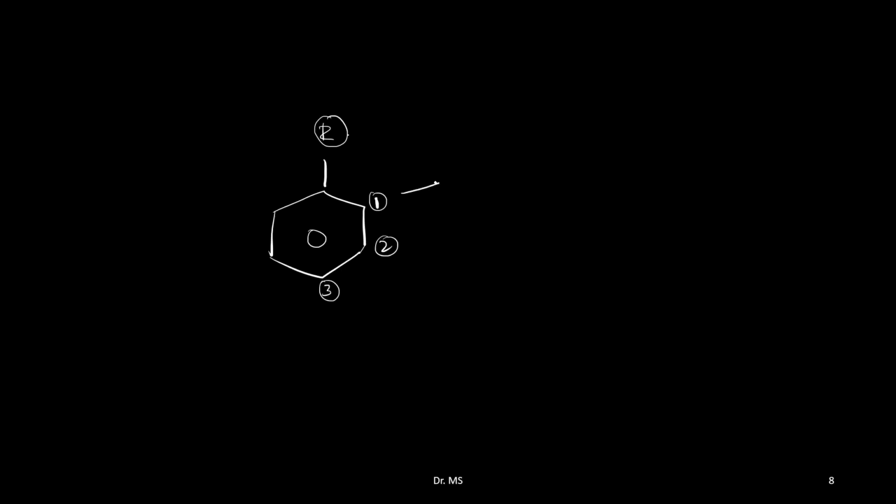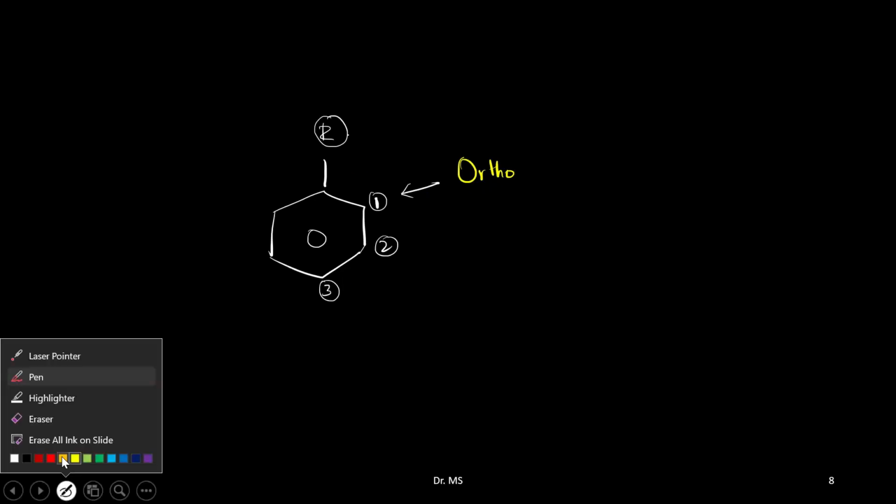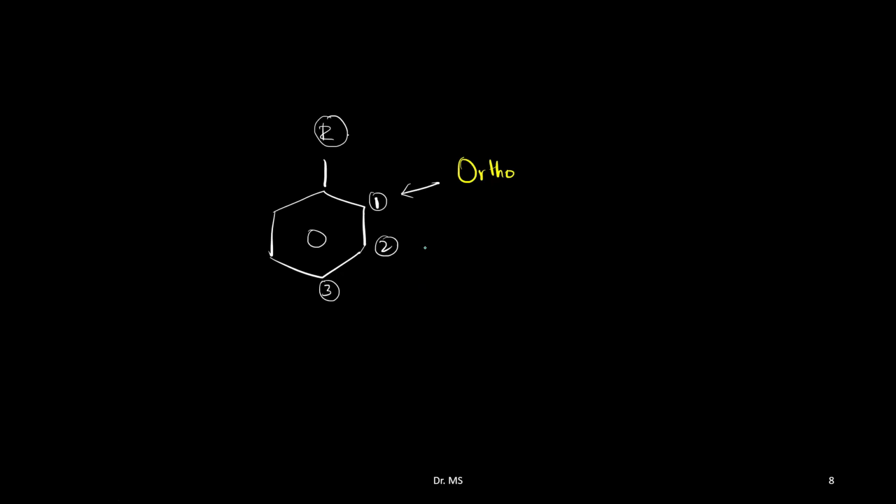So the nearest position, do you know what the name is? What is the name for this nearest position in reference to the alkyl group present on the benzene ring? It is ortho. Remember, it is the nearest position to the alkyl group. The intermediate position, we call it meta. And the farthest position, which is almost the opposite, we call it para.